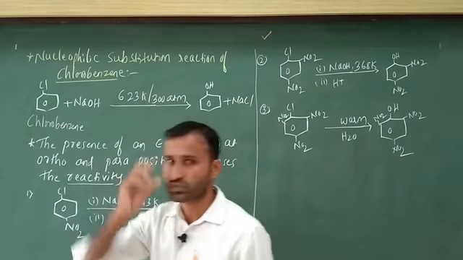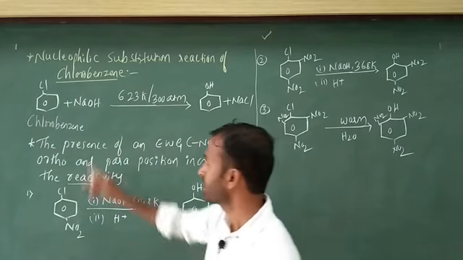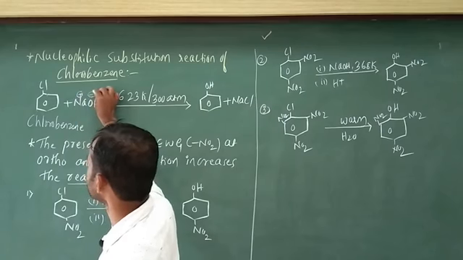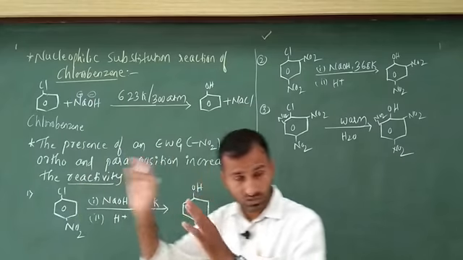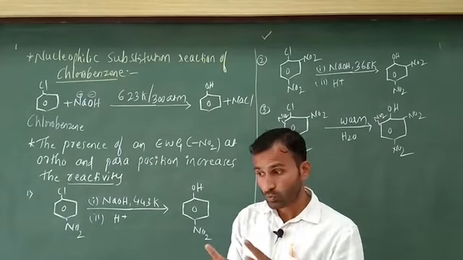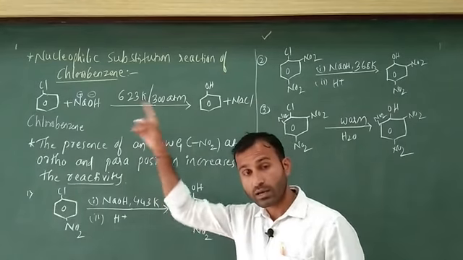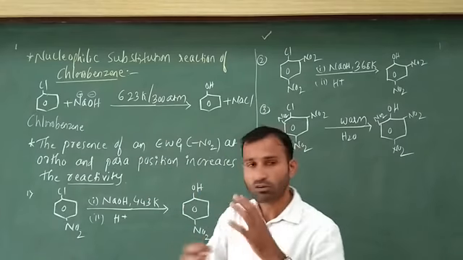Haloarenes are extremely less reactive towards nucleophilic substitution reaction. Na plus is there, and OH minus is there. This OH minus is not possible to attack this chlorobenzene, that is a rule. But in this case we are going to maintain some conditions, then only this haloarene can undergo nucleophilic substitution reaction. What kind of conditions are there?